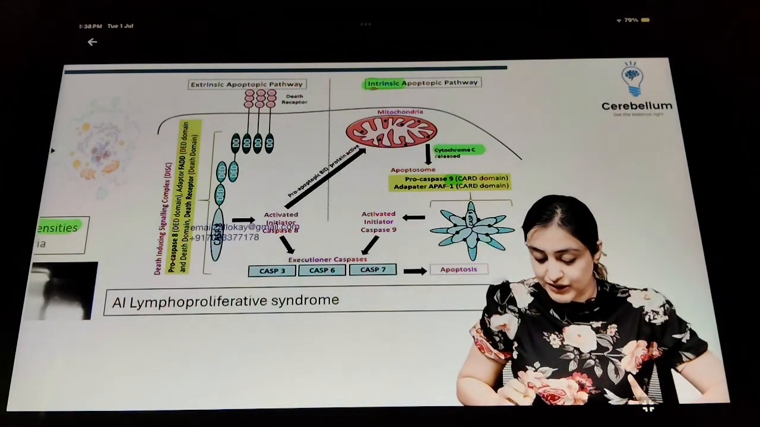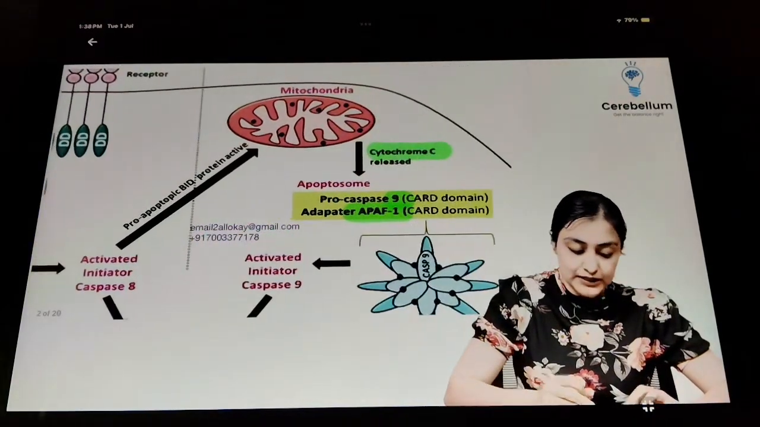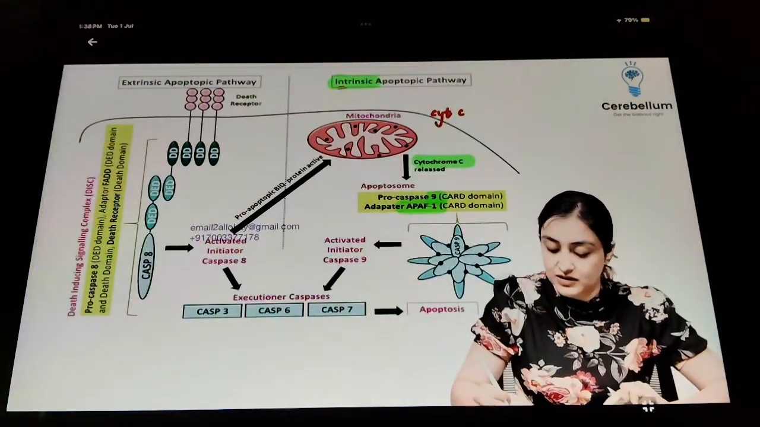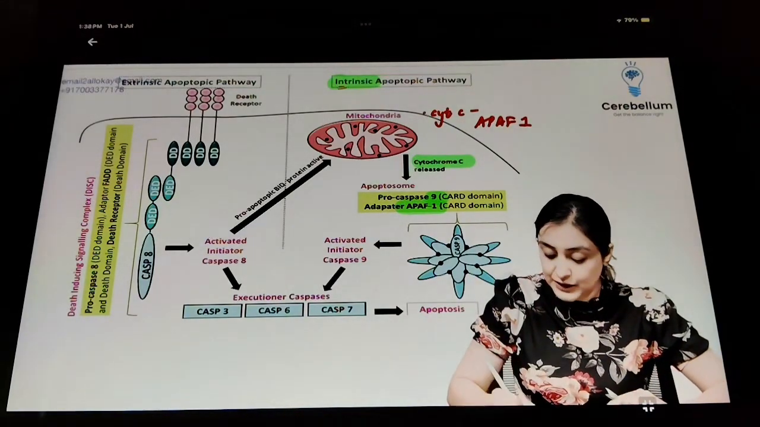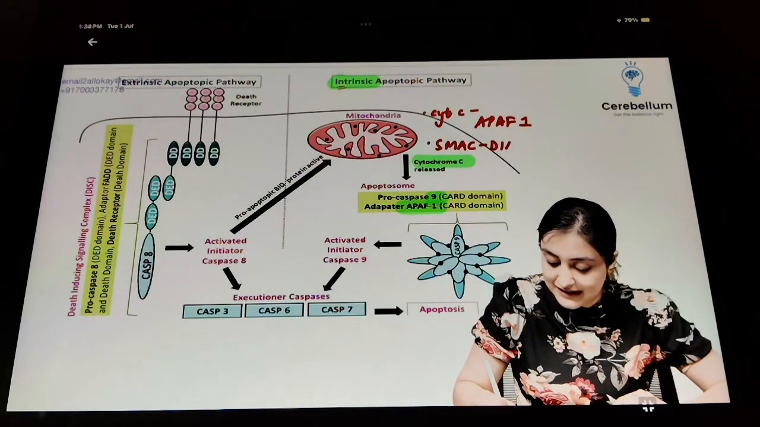Apart from that, you want to remember two things. Cytochrome C binds to APAF1. So the first word you will remember about the mediators of the intrinsic apoptotic pathway is cytochrome C binding to APAF1. That's a complex. Then you can also have certain things like SMAC and Diablo.